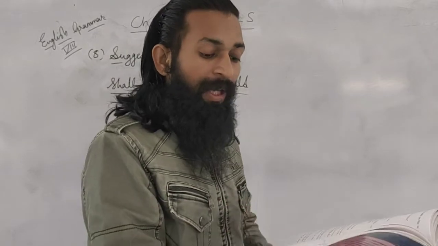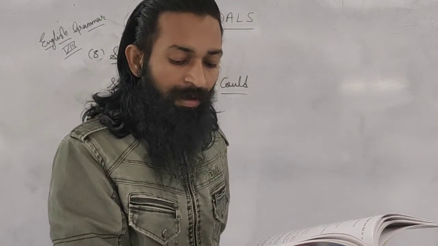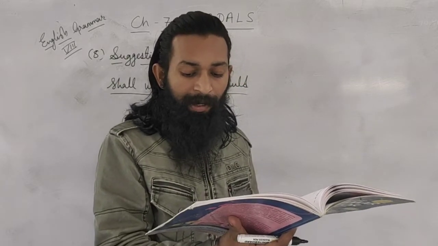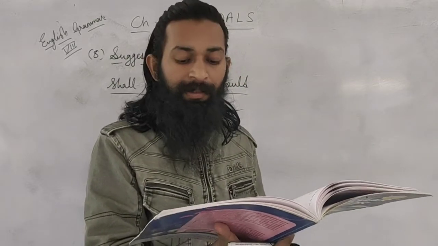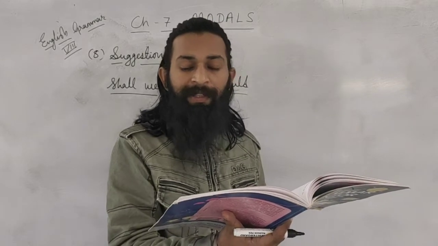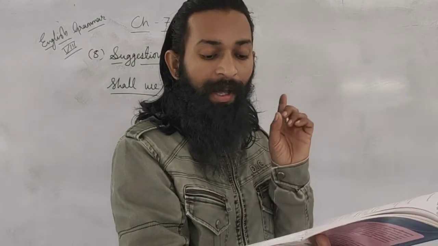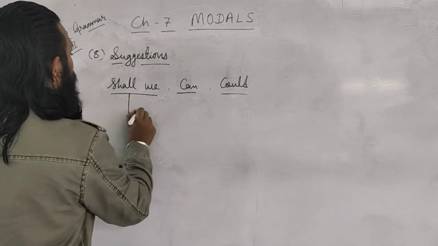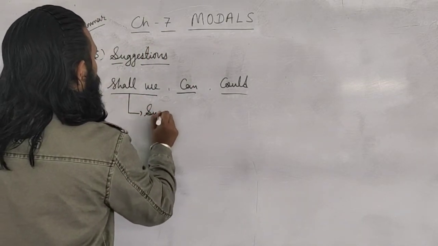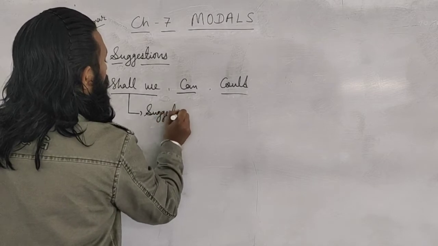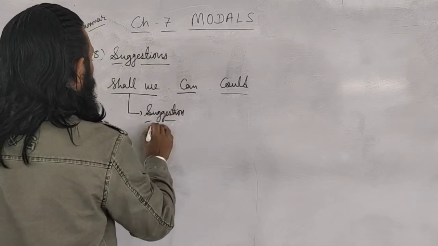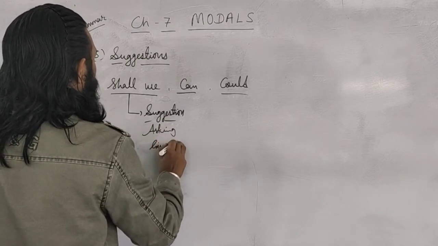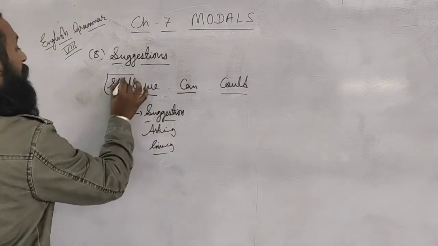Point number B. We can use shall we to ask for and make suggestions. Like, shall we come along if you are in need of help, means making a suggestion. Where shall we go this weekend, means asking for a suggestion. It's about asking or giving, and on that condition you can use shall.